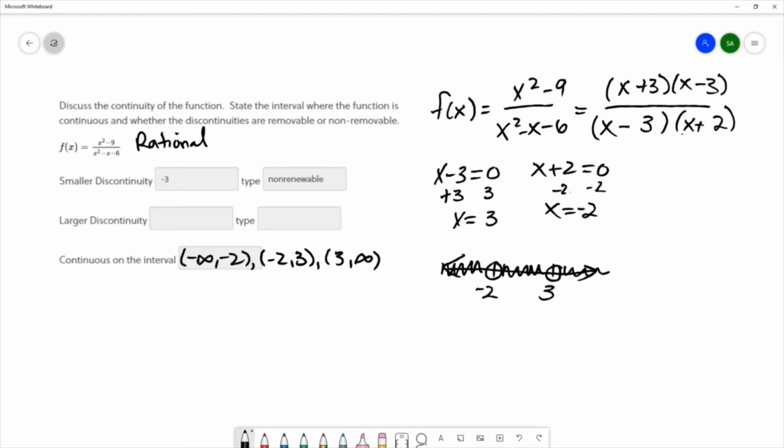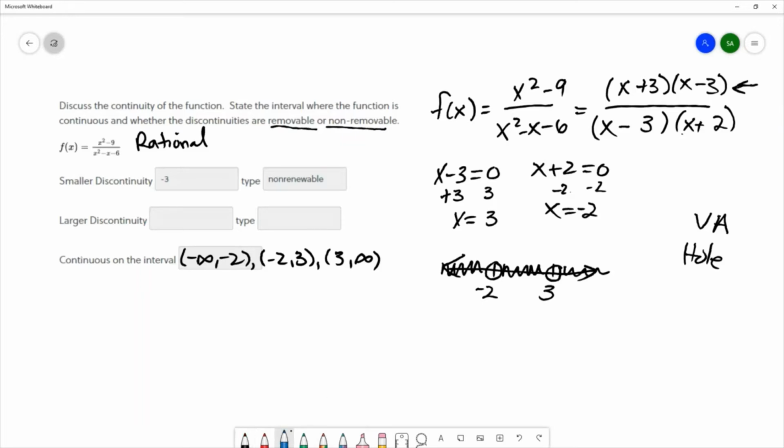But then to know what type of discontinuities we have, whether they're removable or non-removable, depends on whether these discontinuities are vertical asymptotes or holes in the graph. So to tell the difference between whether the function has a vertical asymptote or hole, that's why we look at the numerator. So you're looking for common factors.